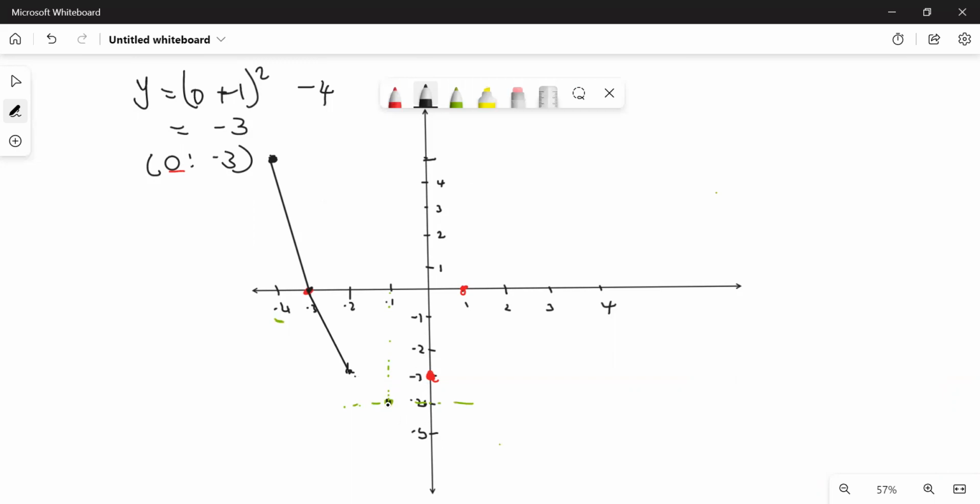I'm putting black again. We're still fine. The next one, what do I have? 0 and -3. Okay, here is 0 and -3. What else do I have? 1 and 0. Okay, I'm going to the next dot now. And then the last one is 2 and 5.